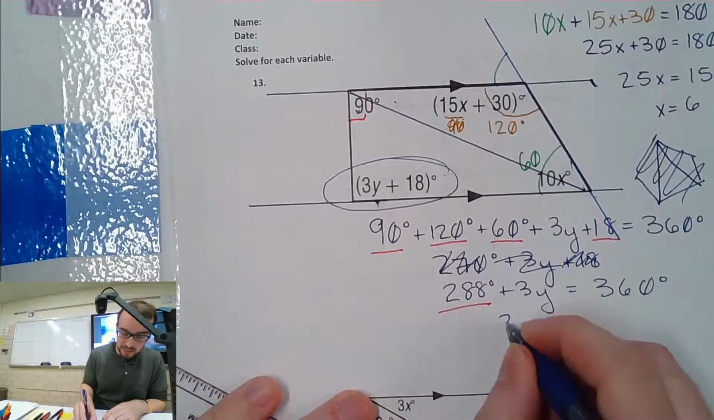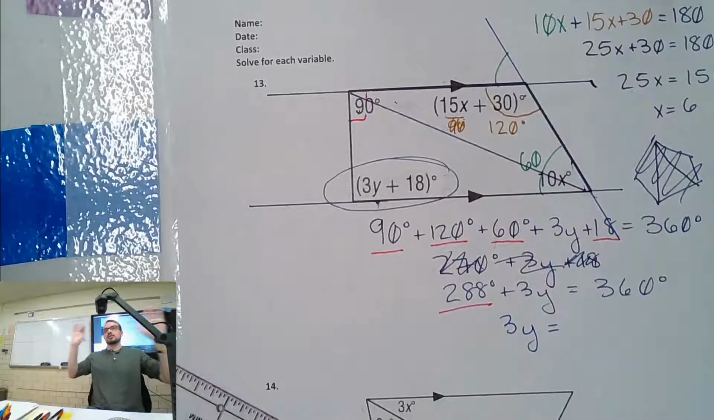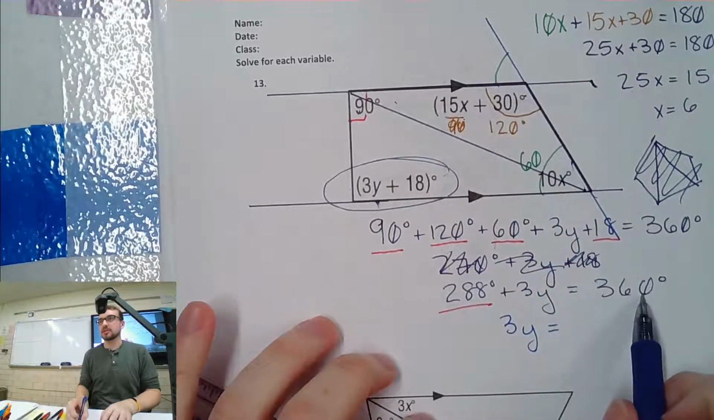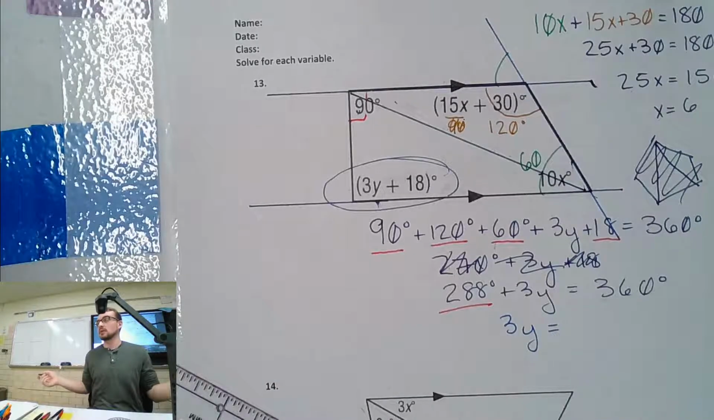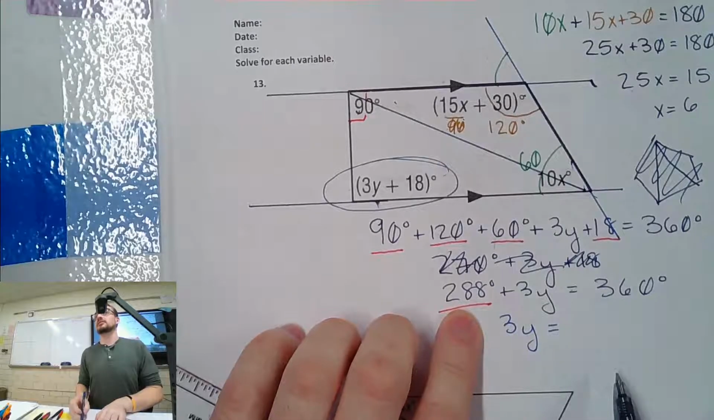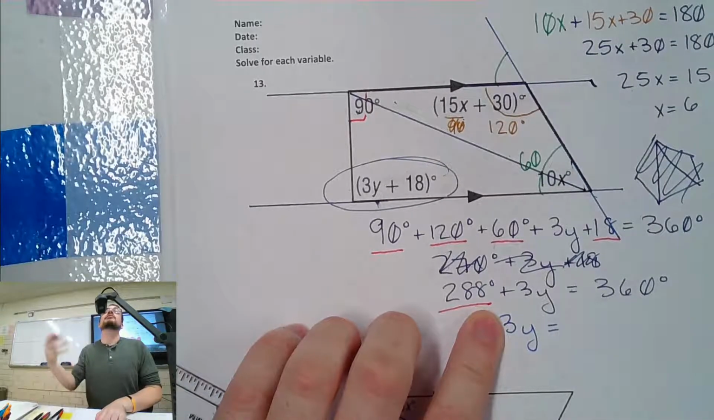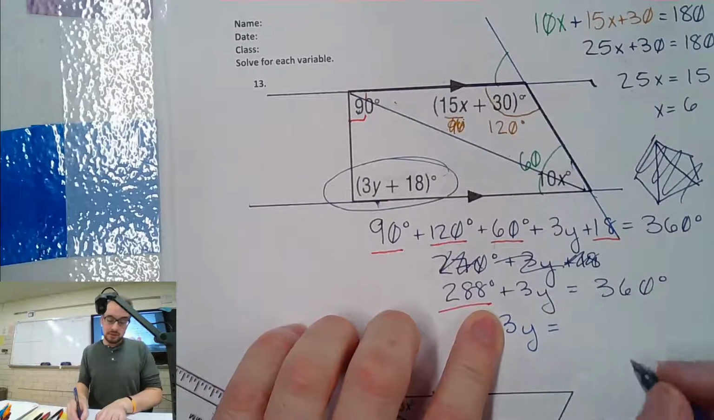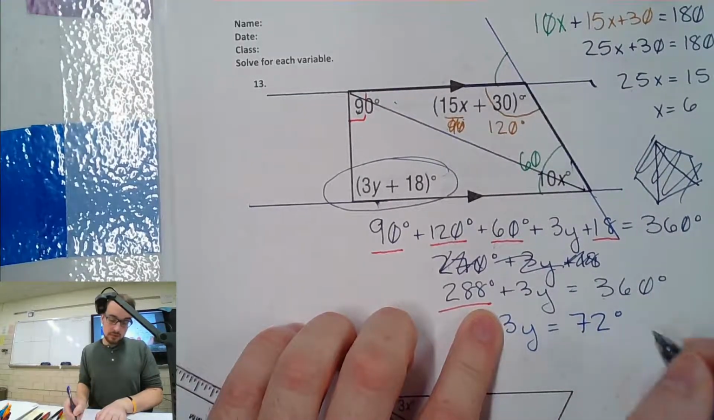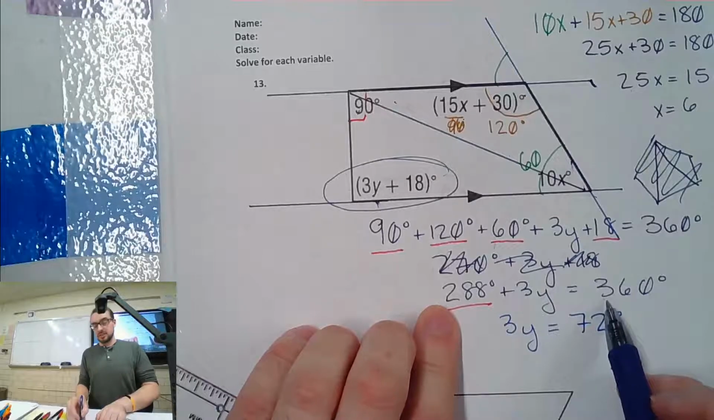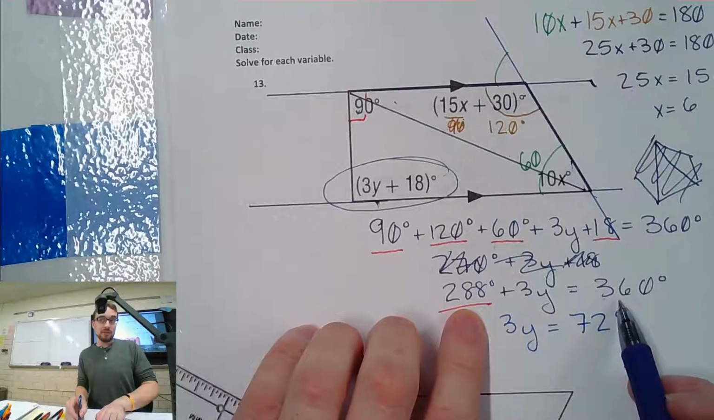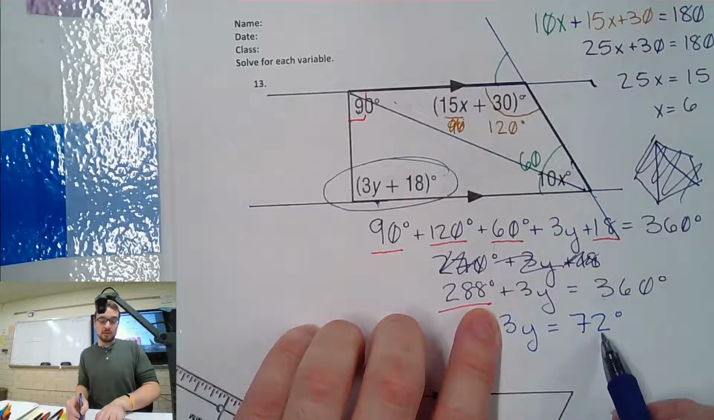All right, so now I subtract 288 from both sides. Let's subtract 200 from 360. How much is left over? 160. Subtract 80 from 160. 80. Subtract 8 from 80. 72. I subtracted 200 from here, 160 left over. Subtracted 80 from 160, 80 left over. Subtract 8, 72 left over.